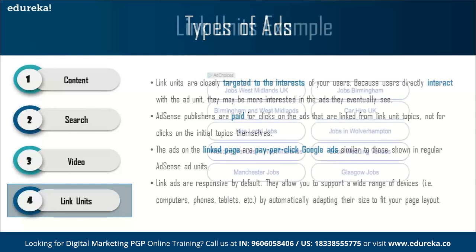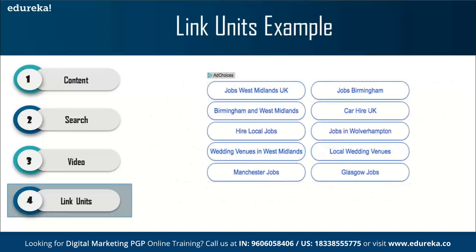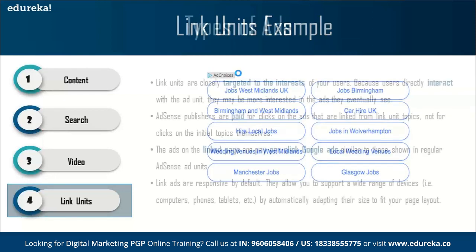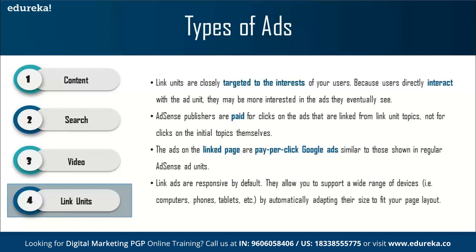Let me quickly show you what a link unit looks like. I'm sure you would have seen these. You can also quickly see that there is an ad choices icon here, which differentiates an ad from the generic website content. Coming back to the link units, AdSense publishers are paid for clicks on the ads, and ads on the linked page are pay-per-click Google ads, similar to those shown in regular AdSense ad units.